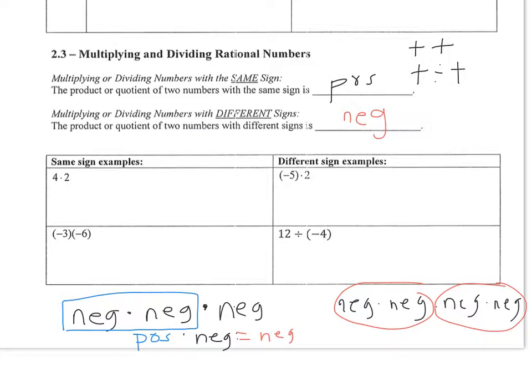So for example, 4 times 2, they're both positive, so it's 8. Negative 5 times 2 is a negative 10. It has to be negative because one is a negative and one is a positive. The signs are different. These two are negative, so that's going to be a positive 18. This is 12 divided by negative 4, so that's going to be a negative 3.